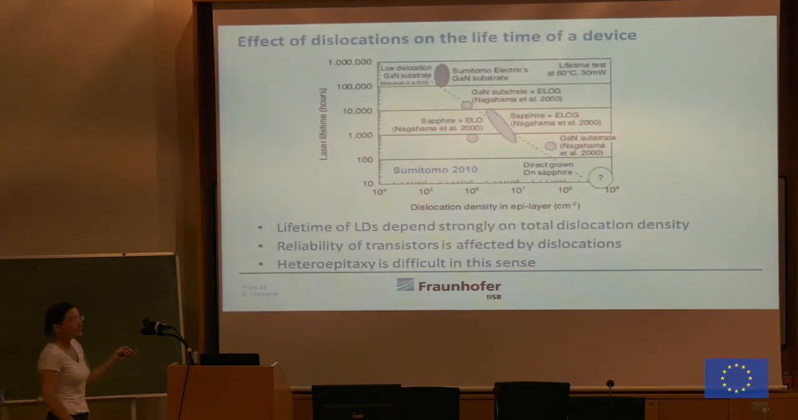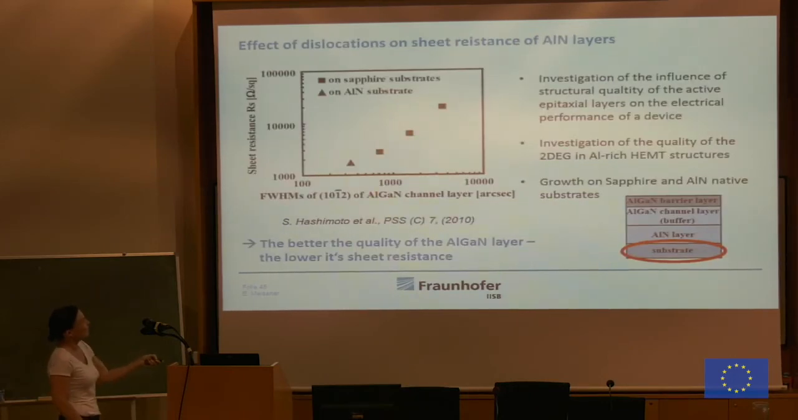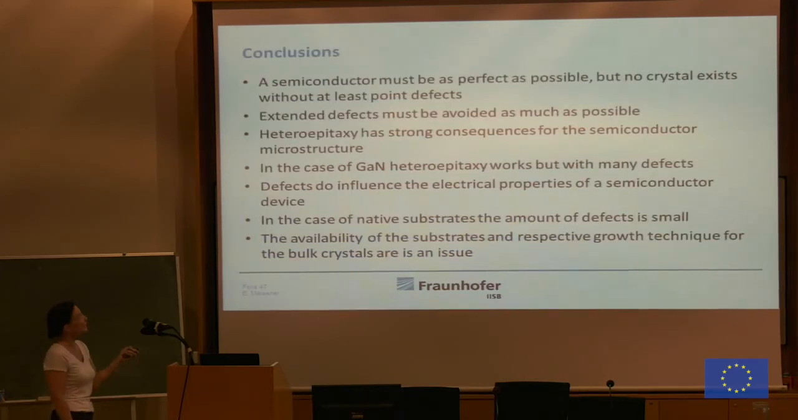And this is another effect on the lifetime, which is expressed for laser devices here, versus dislocation density. And it was measured by Sumitomo some time ago, and you see that the lifetime is dramatically increased if you lower the number of dislocations, from a high density like 10 to the 9 here to 10 to the 4 here. And this is what we had before. So we learned that the substrate determines a lot, and it determines a lot the reliability and the performance of an electrical device. So what is the final conclusion?